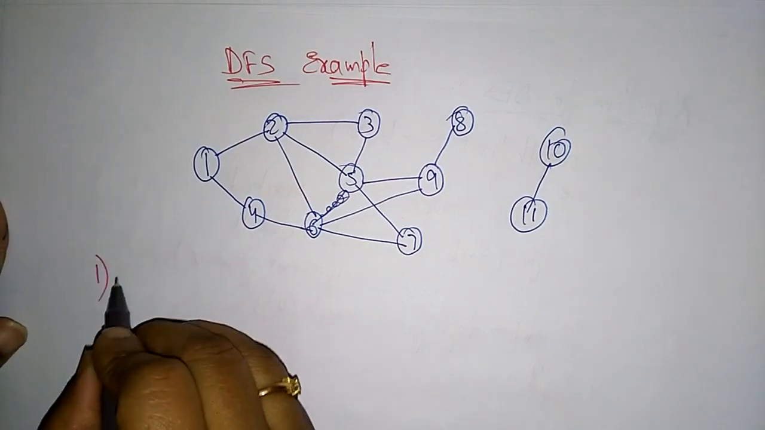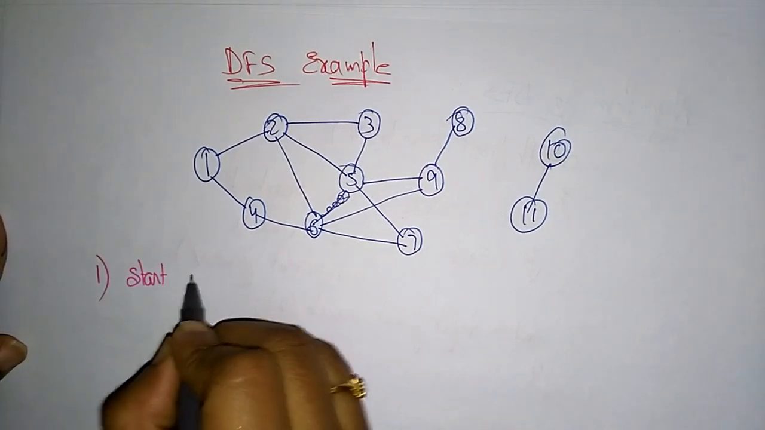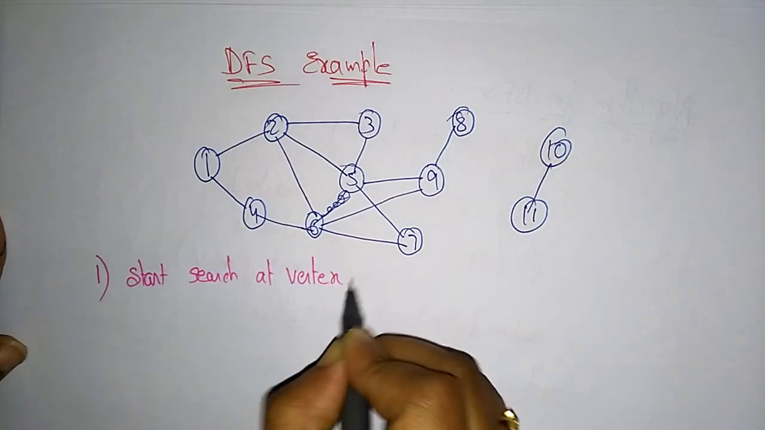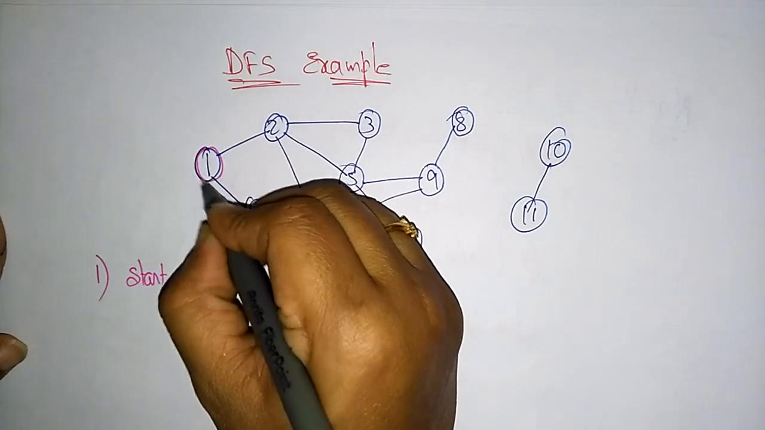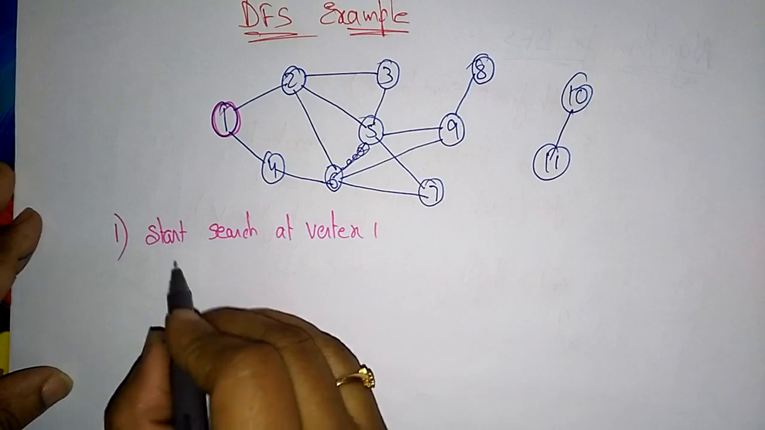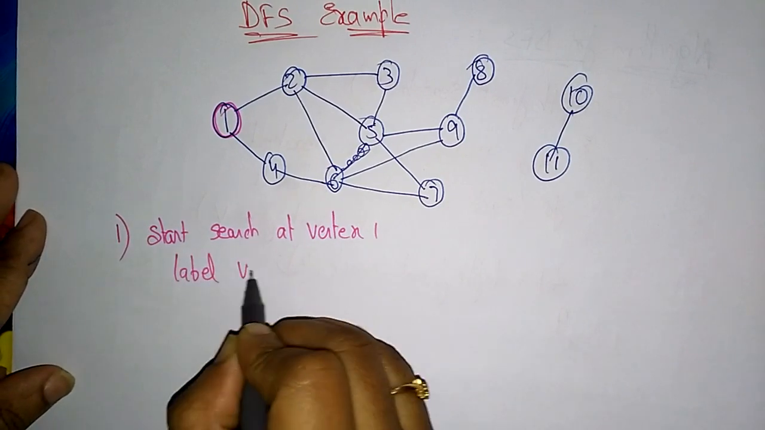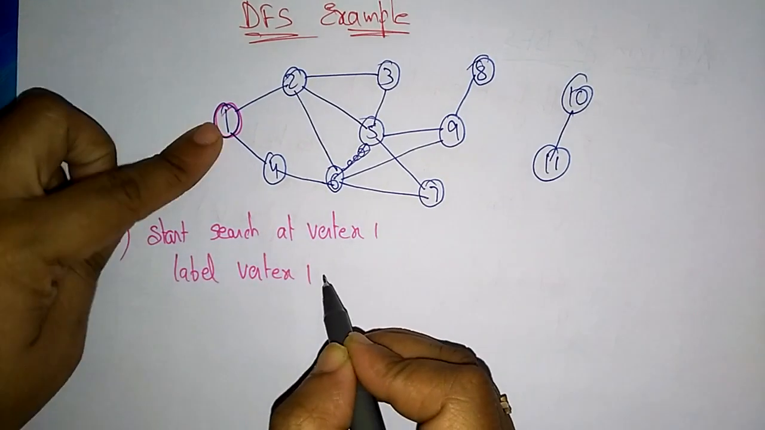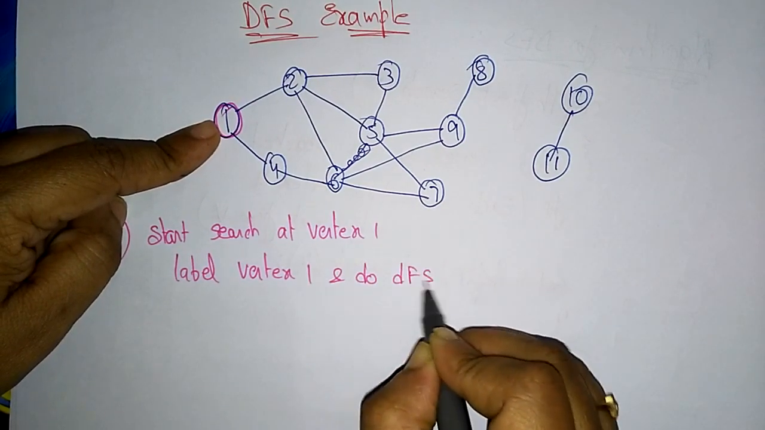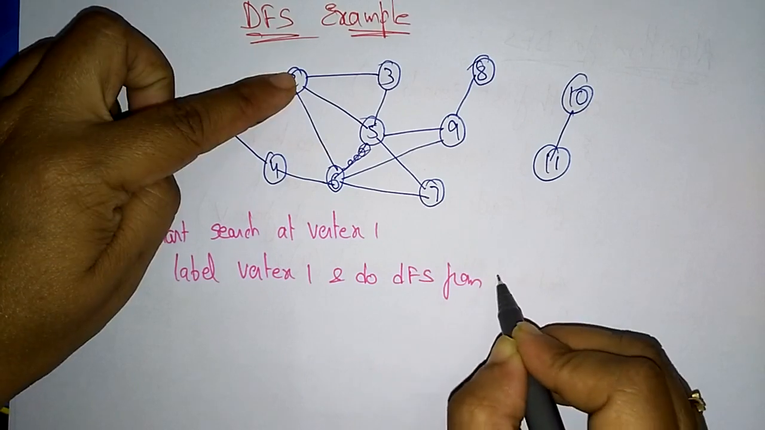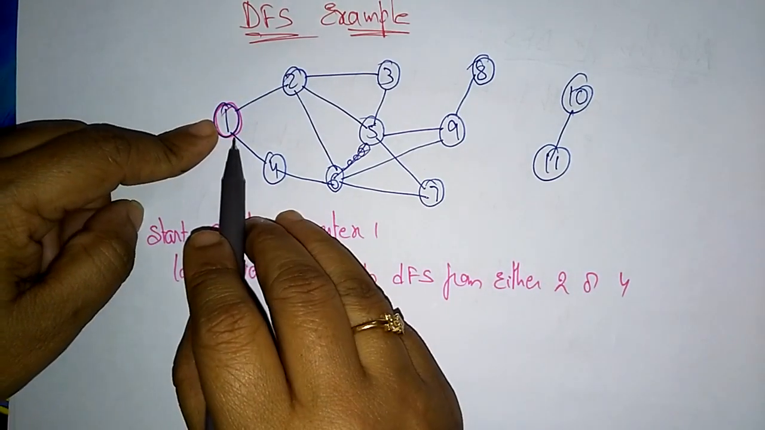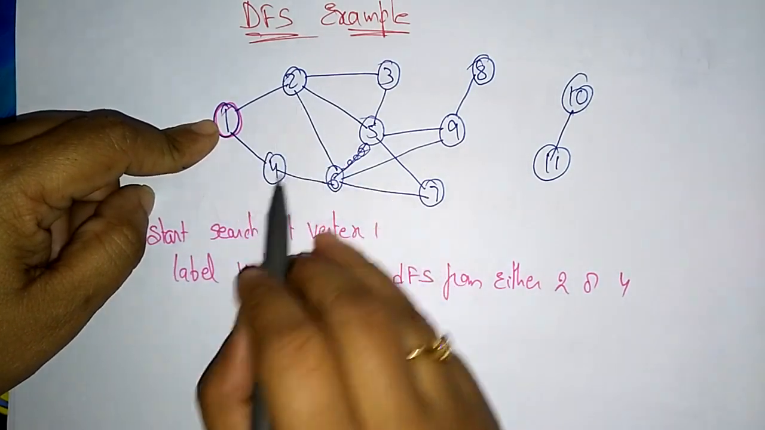So first, I have to start the search at vertex 1. Now I am starting the search at vertex 1. Whenever I visit a vertex, I have to label it. Label vertex 1, and do depth first search from either 2 or 4. So I have to do the depth first search on 2 or 4.